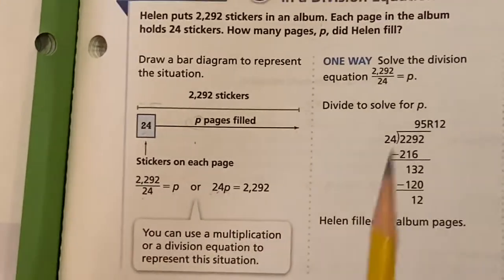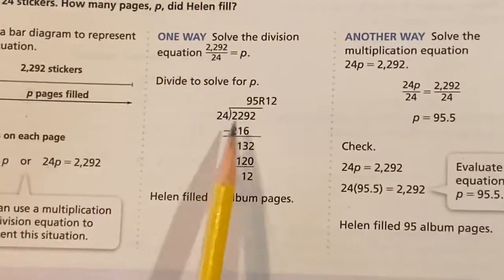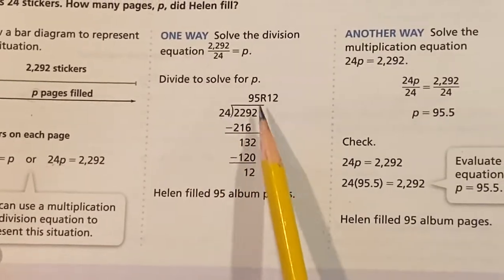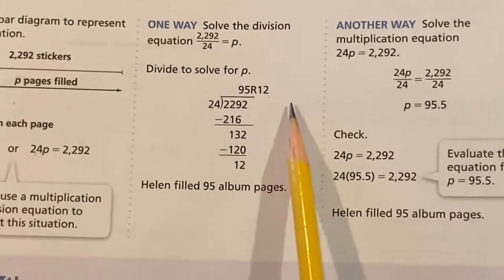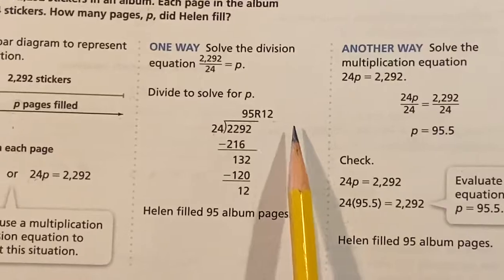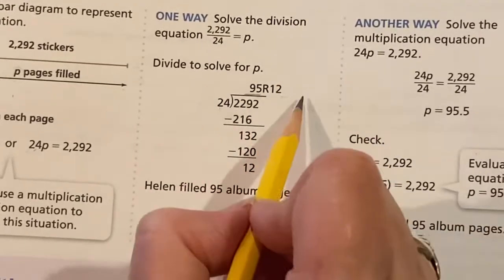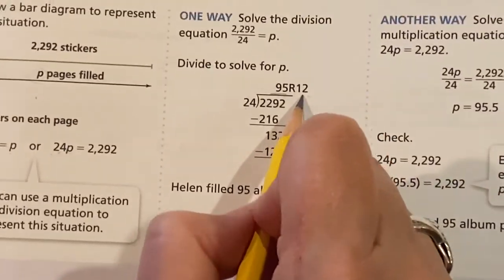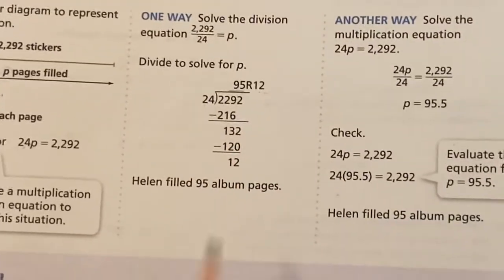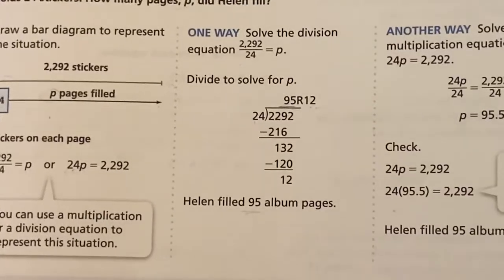Okay, so one way, using the division, is this. So then you divide 2,292 by 24, and you get 95, remainder 12. Now remember, the question was, how many pages did she fill? So she filled 95 pages. Yes, she has 12 stickers left over, but 12 will not fill the whole page. So the answer to a question like this would be 95 because they're asking how many pages were filled.